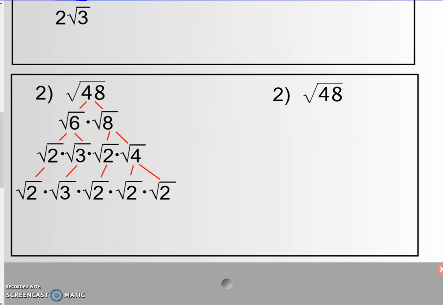Now we're going to look for some twins. So let's see what we have. Oh, I see a pair of 2's right here. So one 2 gets out. The other 2 doesn't make it.